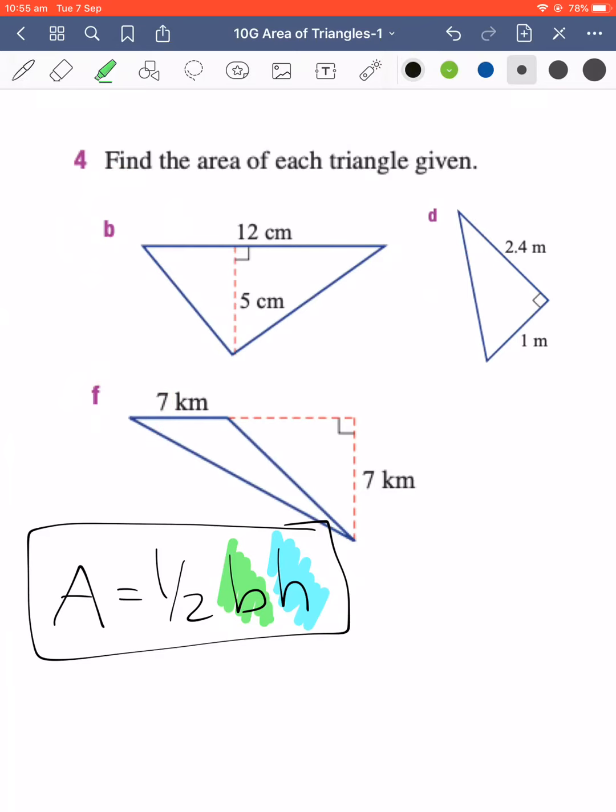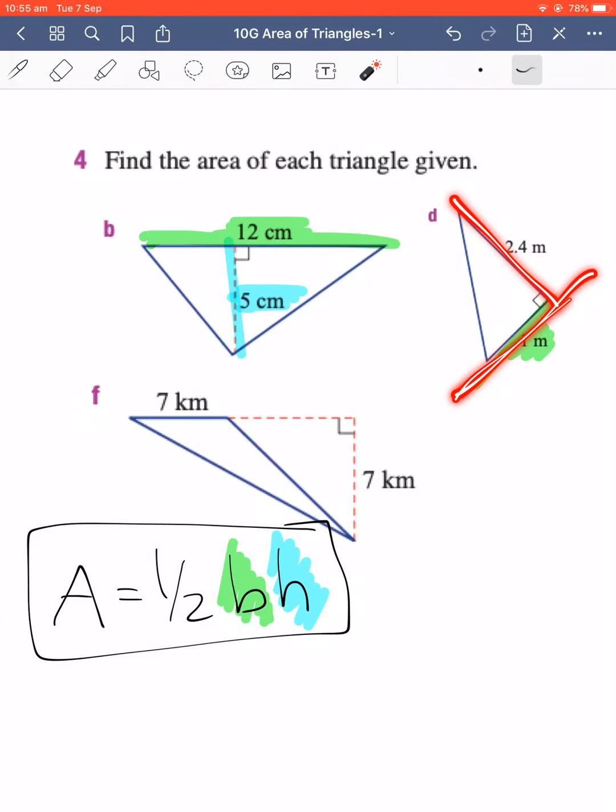So for letter B, here is my base of 12 centimeters and here is my height of 5 centimeters. Again, I have that lovely T, so the base is that one and my height is that one. Let's have a go at our next one. So letter D, I have my base here of 1 and I'm looking for that perpendicular T. So where that's going up, that will be my height there as well of 2.4 meters.